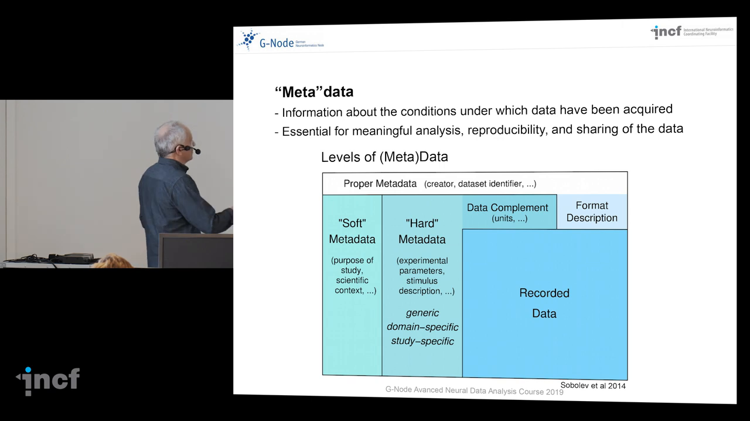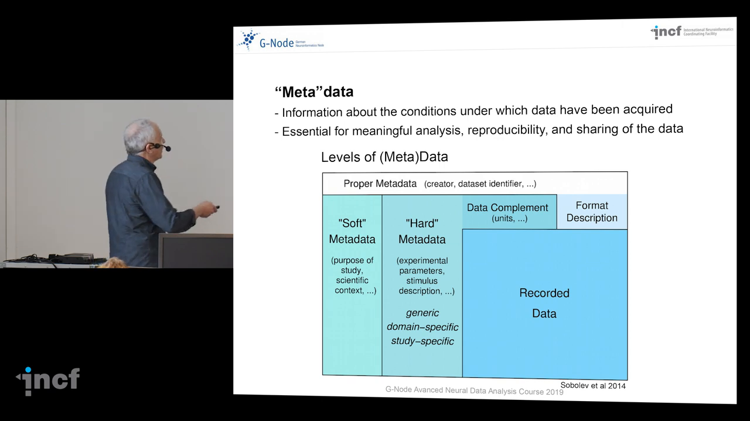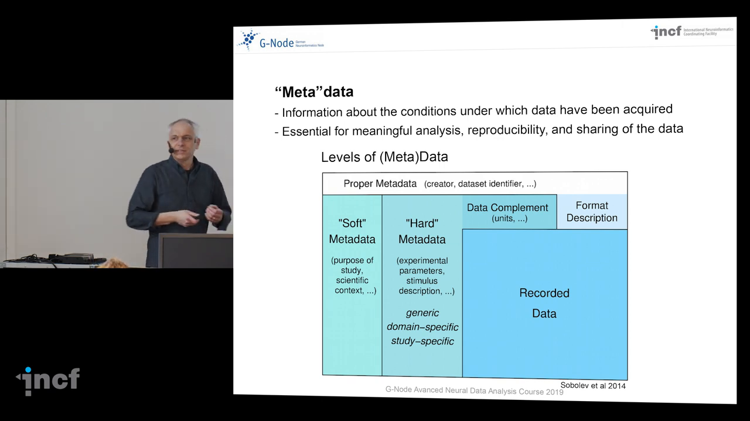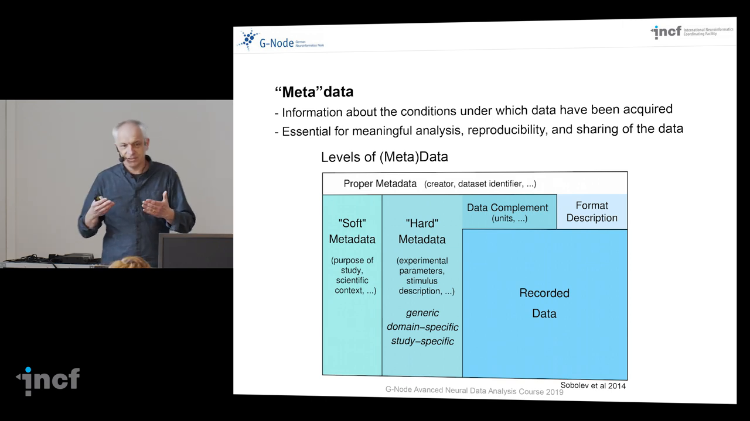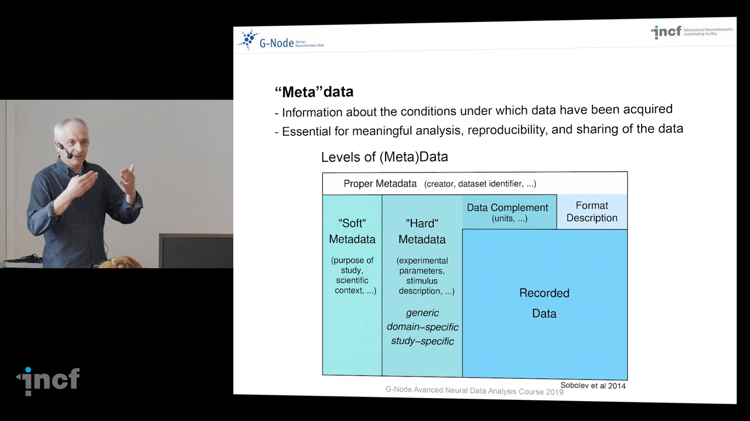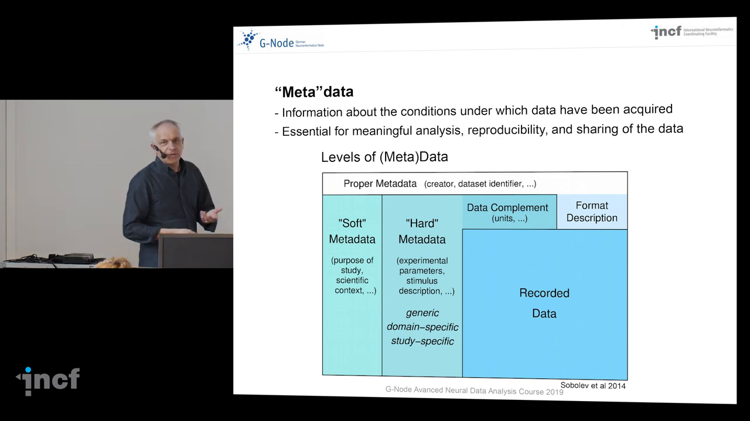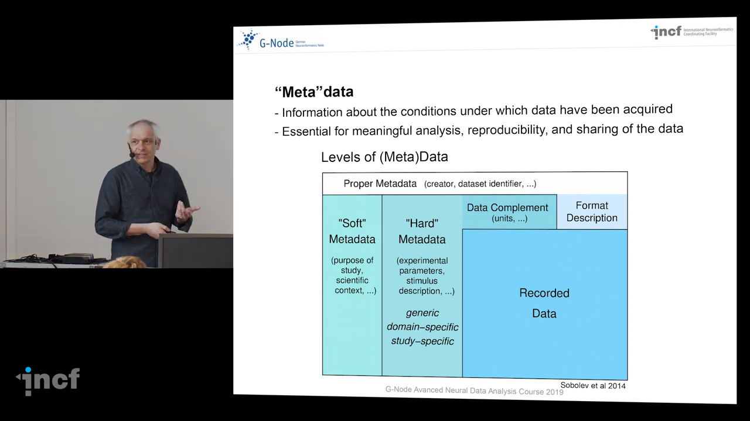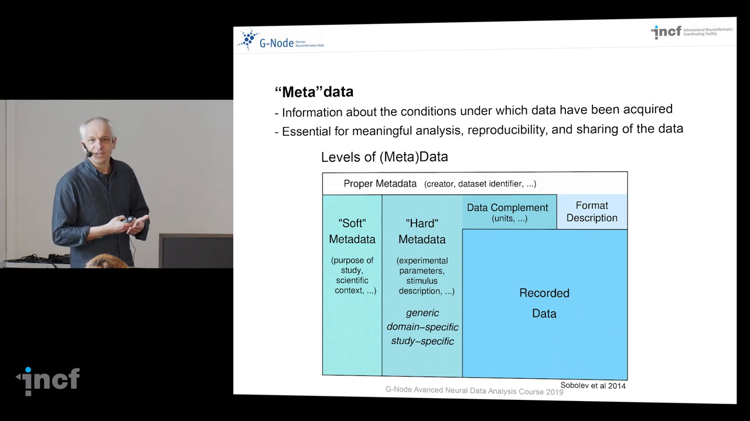So besides the recorded data, you need to know, in order to understand your recorded data, which are typically just numbers in a binary file, how to translate these numbers into the scientific quantity that you were recording. Was it a voltage? Was it a current? So you need conversion factors. You need units. You need the sampling rates and so forth. I mean, these are very obvious. Otherwise, you cannot do anything with the data. But the question is, is it always recorded?